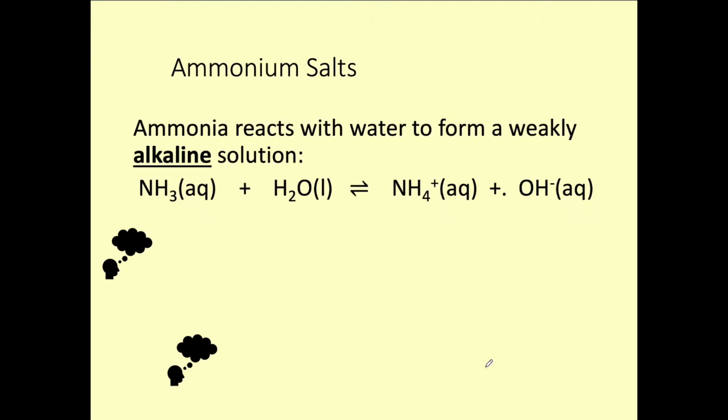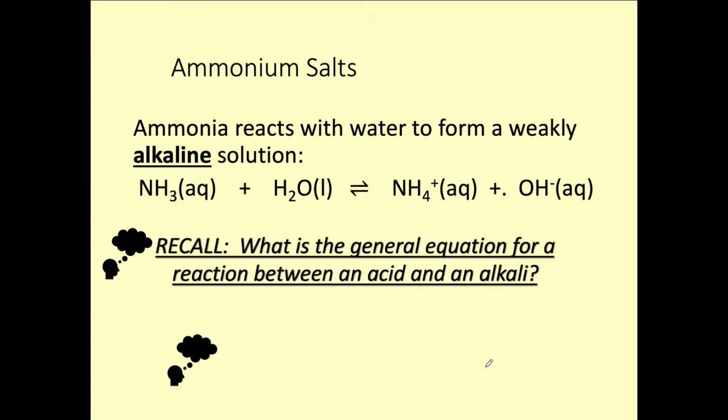So to start with, there's a bit of a recap from the topic you did back in year 10. So ammonium salts, these are formed from ammonia. Now ammonia reacts with water to form a weakly alkaline solution. So can you recall what the general equation for a reaction between an acid and an alkali is? Pause the video whilst you have a think.